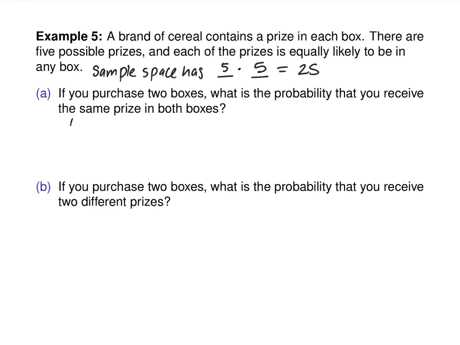1/5. Yeah, that's prize 1-1, 2-2, 3-3, 4-4, 5-5, right? Calling them prizes 1 through 5, for example. So there are 5 ways out of 25 total, or 1/5.